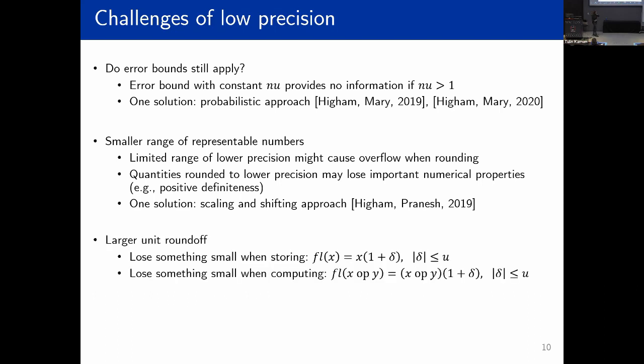And then, of course, we have a larger unit roundoff. I'll lose something small when I'm just storing my matrix, not even doing any computation, just storing my matrix in a lower precision. And then every floating point operation I do, I lose a little more. These things can accumulate and they can also be amplified, so it's important to understand that. Then we ask, does any of this matter? Does it matter, and when does it matter?